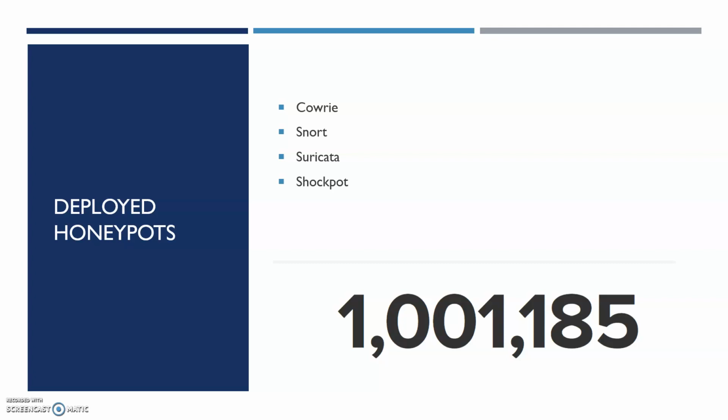The second sensor I deployed was Snort. Snort is an IDS system which is capable of capturing real-time traffic and packet logging. Suricata is also an IDS system, but in addition to that, Suricata is capable of inline intrusion prevention, network security monitoring, and it also tracks SSL and TLS sessions. The number you see here at the bottom is the number of attacks I gathered from all the honeypots in over a month and a half.